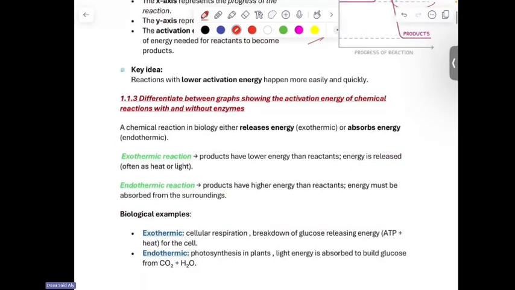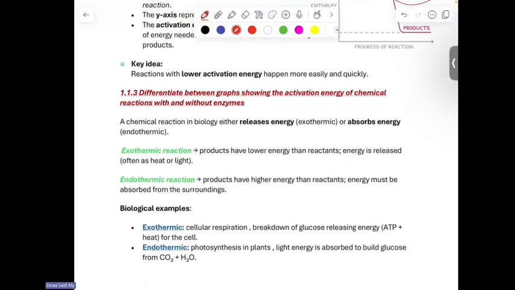The second one, the difference between exothermic and endothermic chemical reactions. The exothermic chemical reaction releases energy, while the endothermic chemical reaction absorbs energy. Here, I wrote for you different examples of the exothermic and the endothermic. They may ask you about it. I'm not sure, but you know the difference.